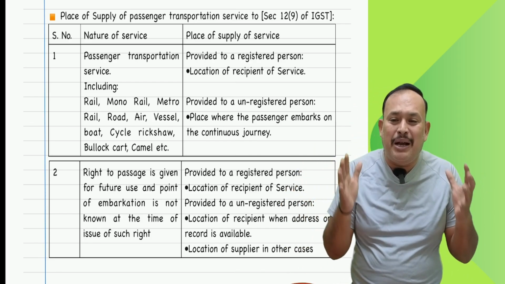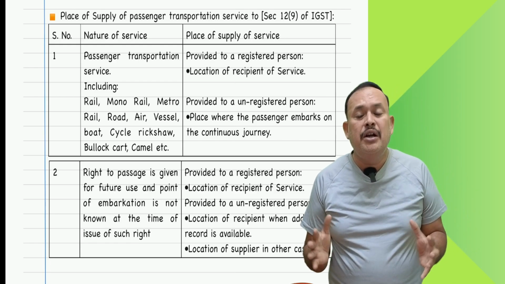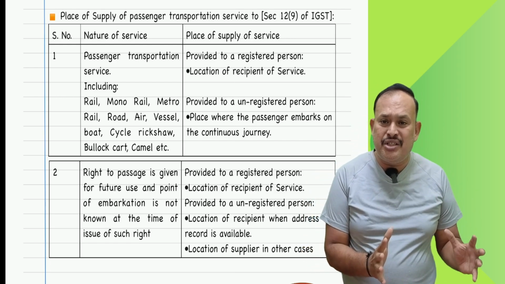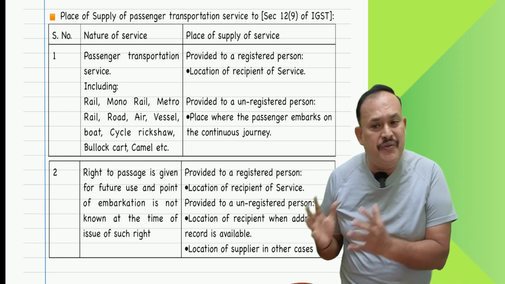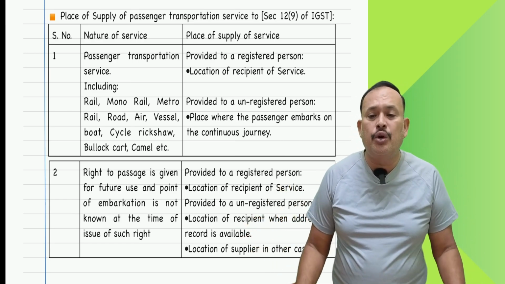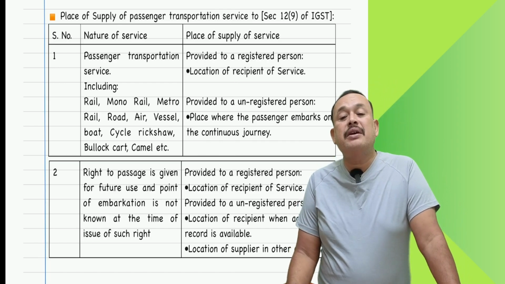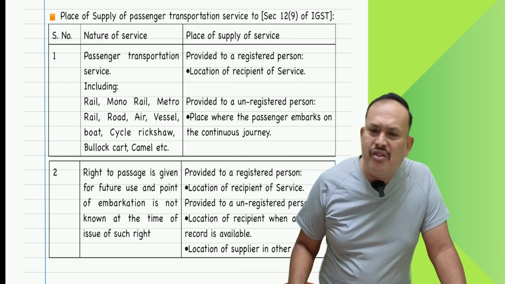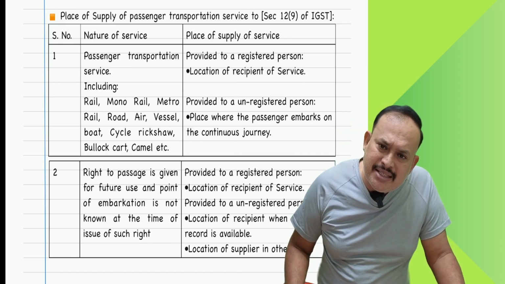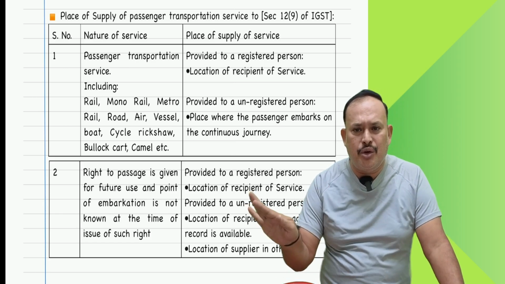That means SpiceJet passenger aircraft from Chennai, a registered person, provides these services to Rafi Academy, a registered person. If so, Mr. Rafi travels now from Chennai to Mumbai. What is the place of supply? Chennai. Location of supplier? Chennai. Liable to pay CGST and SGST. So far so good.